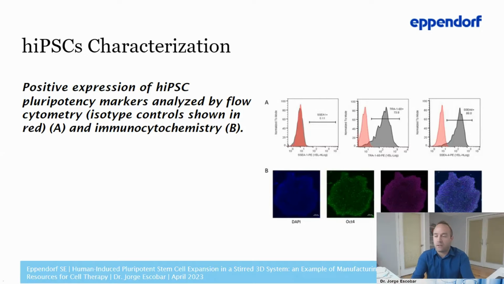After that, the samples were acquired using a flow cytometer and analyzed by FlowJo software. As you see in figure A, we show positive expression of these pluripotency markers, and this pluripotency was also confirmed by immunocytochemistry staining using OCT4 and TRA-1-60, which you see in figure B.